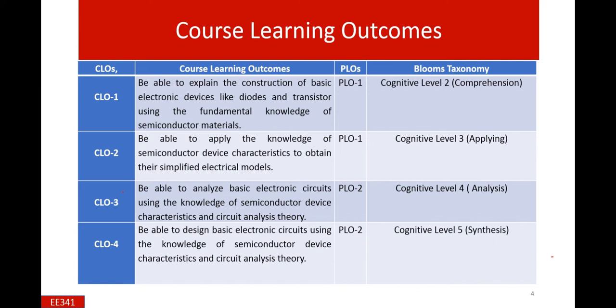Similarly, the third is to analyze basic electronic circuits using the concepts of semiconductor devices and their characteristics. It is related to PLO2, and the cognitive level is 4. And the last CLO is relevant to designing basic electronic circuits using the knowledge of semiconductor devices like FETs and circuitry. It is again under PLO2 and cognitive level 5.